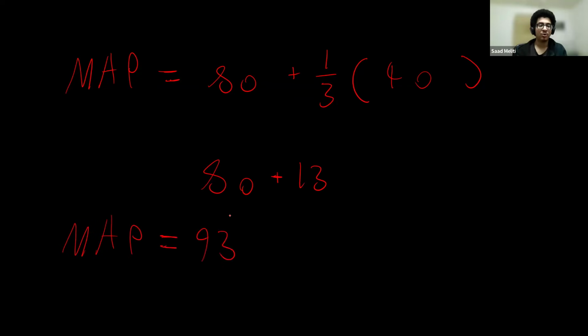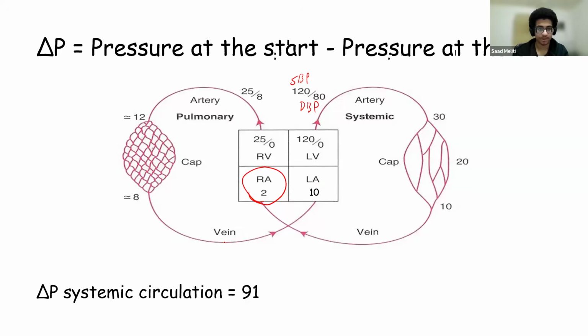Now that we have the mean arterial pressure, what we want to do is calculate the pressure gradient. So the pressure gradient from the aorta to the right atrium is just going to be the pressure at the start, which is the mean arterial pressure, 93. And then we're going to minus it by 2. Then we're going to get the answer of 91. So you're completely right. You got the mean arterial pressure.